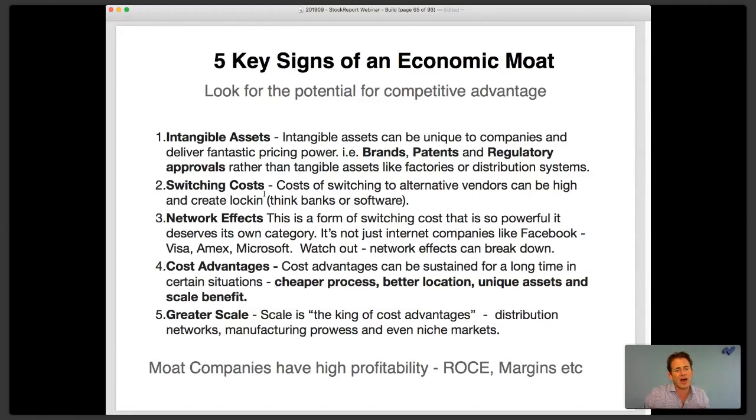And one of the powerful forms of that is greater scale. Scale is the king of cost advantages, and it's why you often see VCs pouring so much money into early stage companies, because they want to get them to that scale. Distribution networks give huge scale. You think of DHL, companies like that, but also niche markets. There's a great little book called Hidden Champions, and it talks all about niche engineering firms and so forth. You can dominate in scale in a very small market, and it becomes very, very hard to compete with.